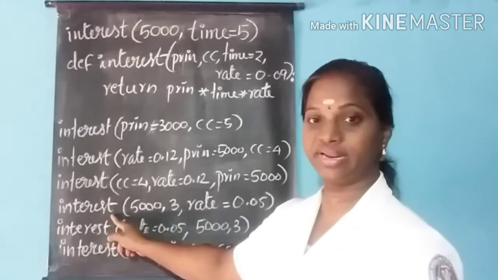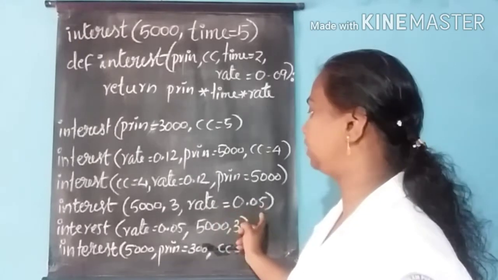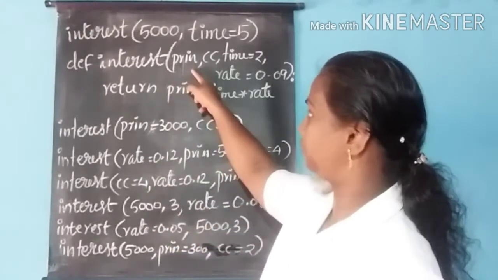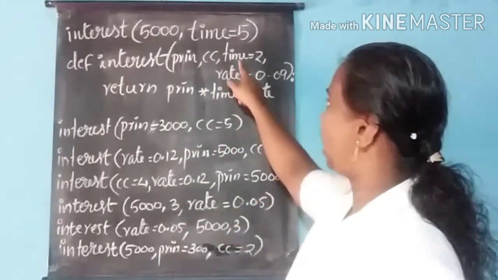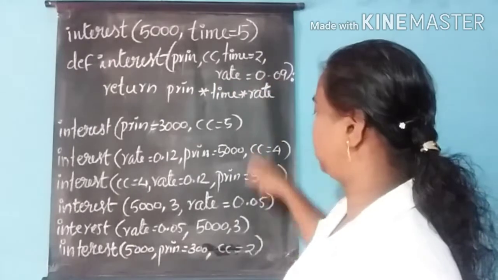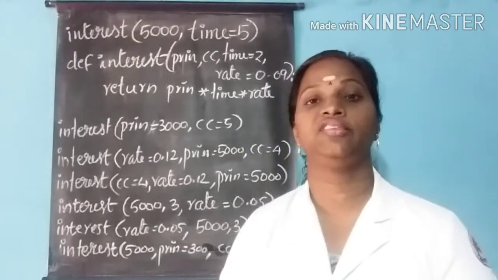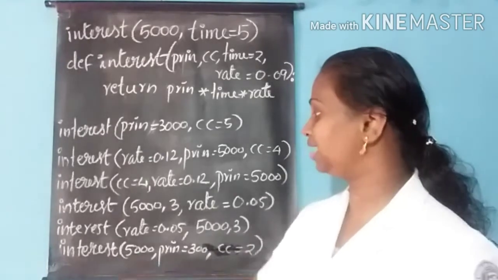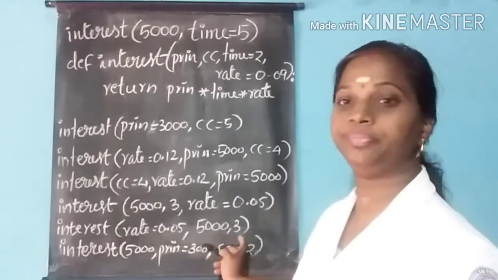Next one, interest(5000, 3, rate=0.05). The 5000 will be assigned to p, the 3 will be assigned to t, and time is already given, and rate is equal to 0.05. So this value will be taken. So this one is also a valid statement. Clear? The next one, interest(rate=0.05, 5000, 3).